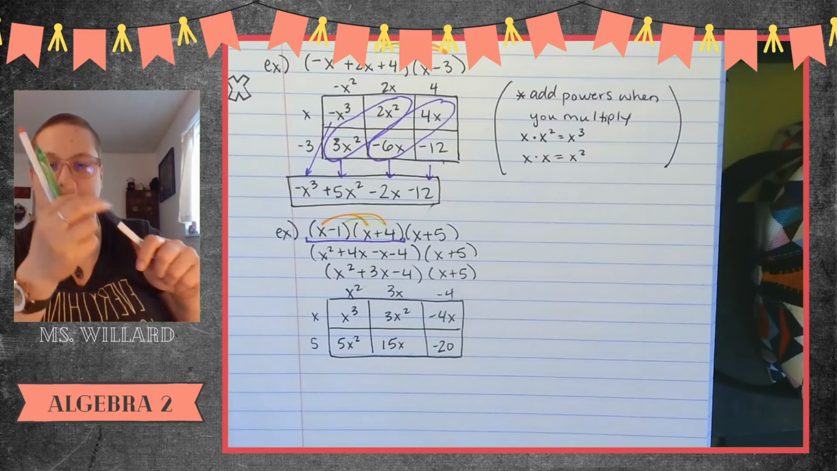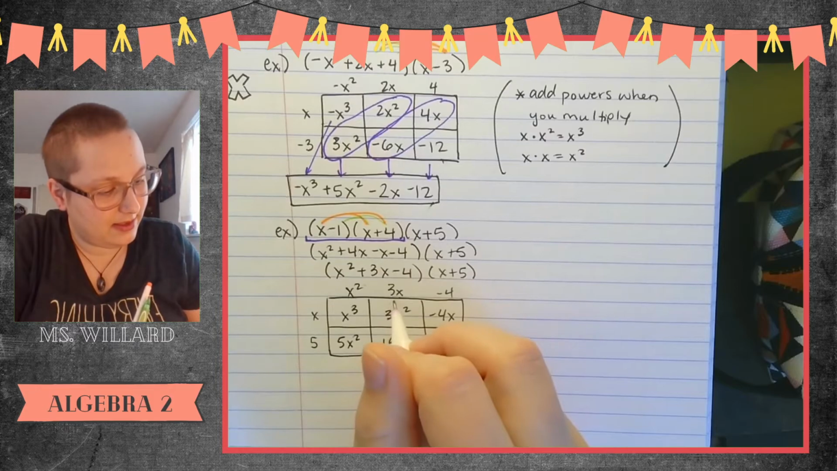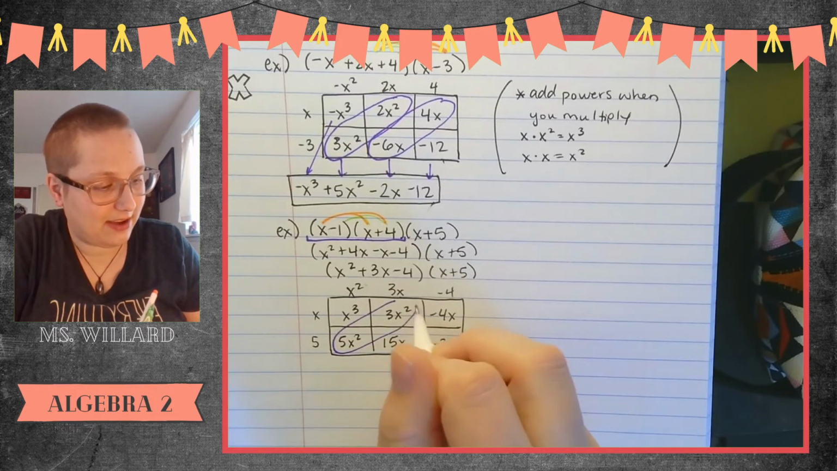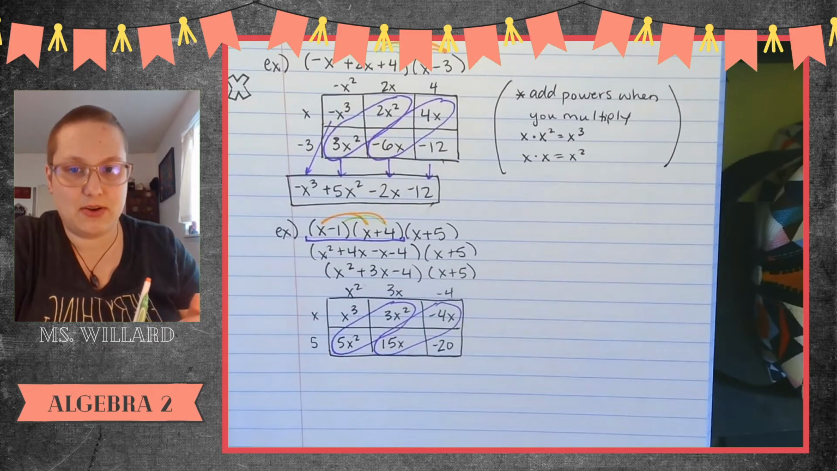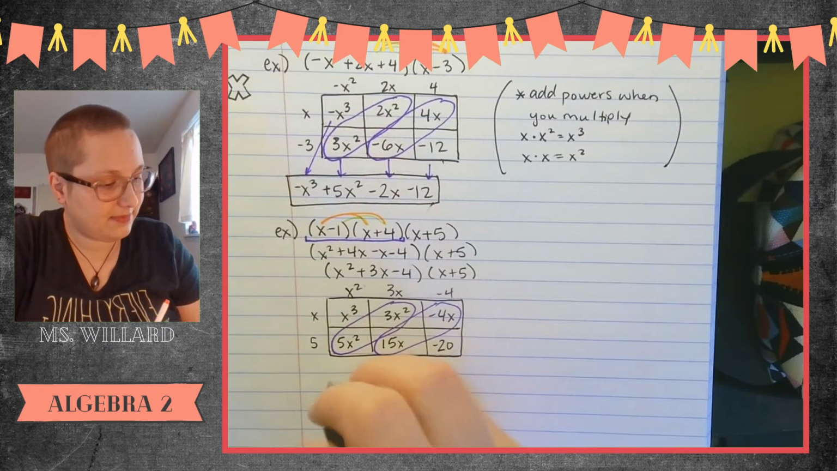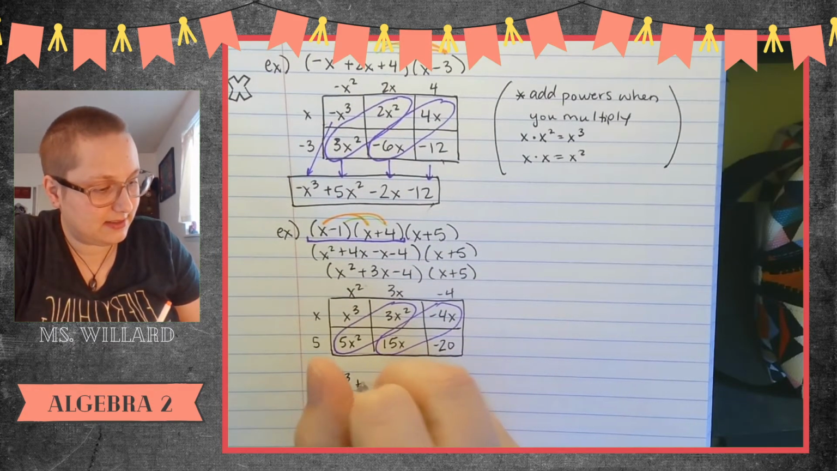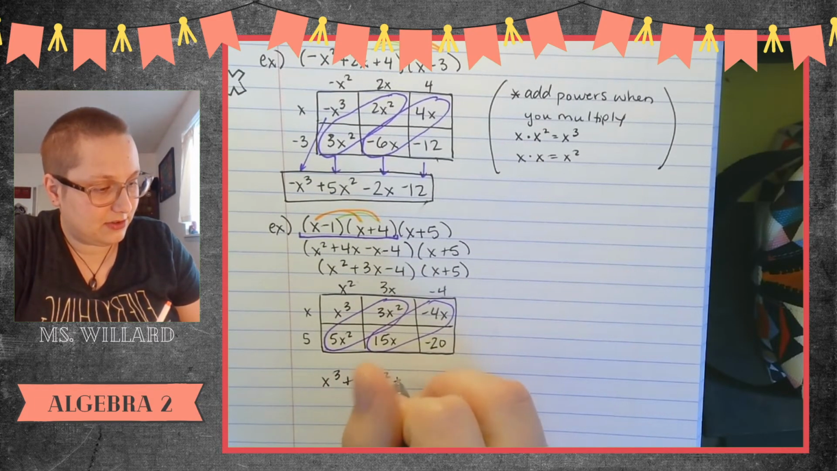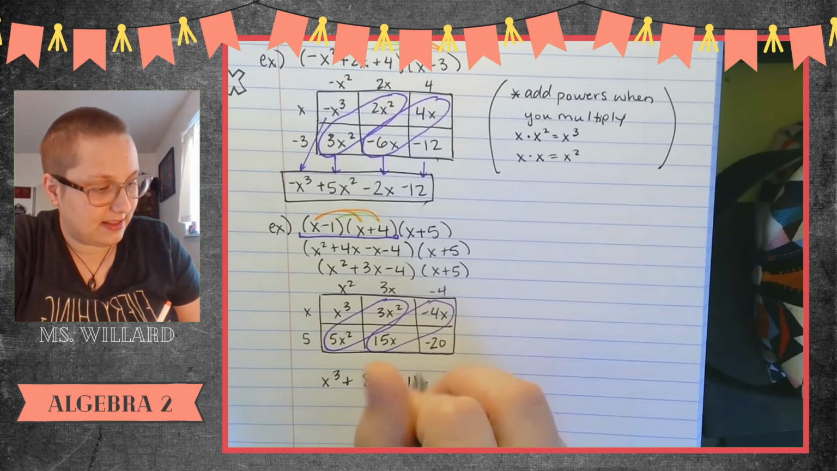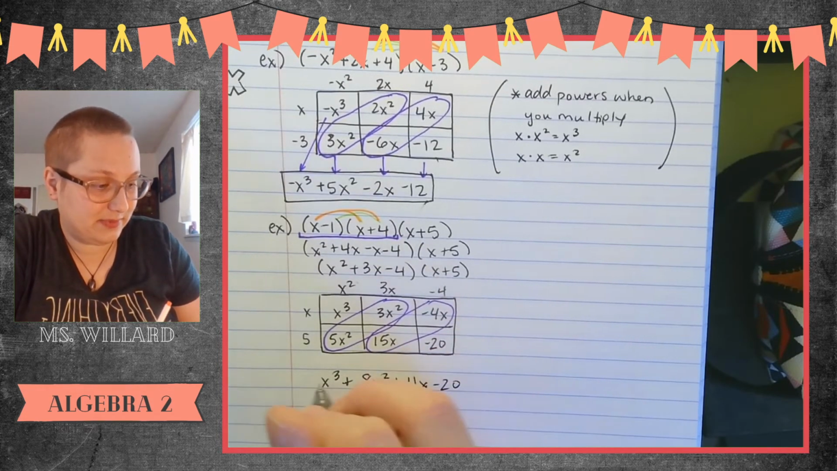Combine my like terms. These two can add up. Again, it's always in this diagonal, which is so nice. So I end up with x cubed plus those two together are 8x squared plus those two together are 11x, and then that one's a minus 20.